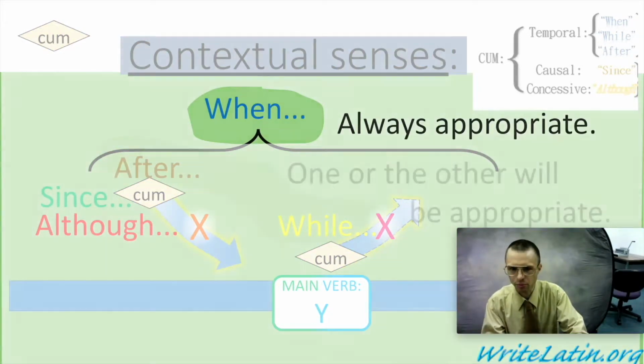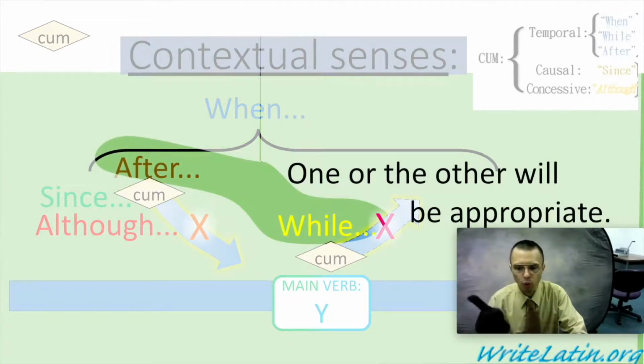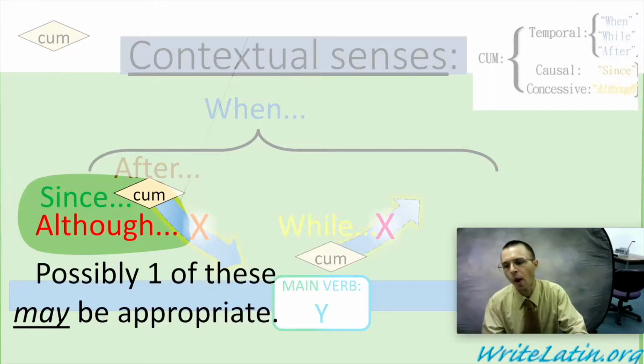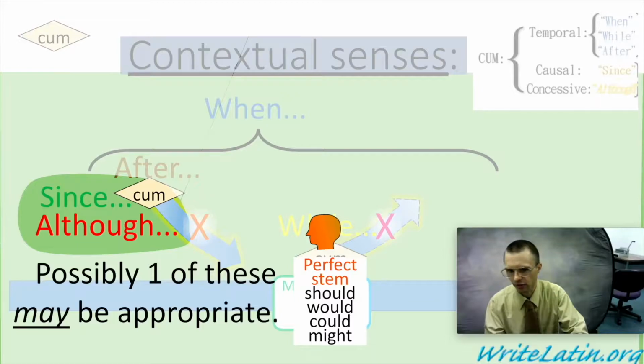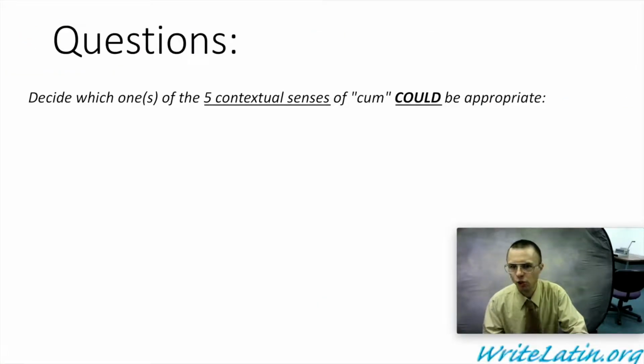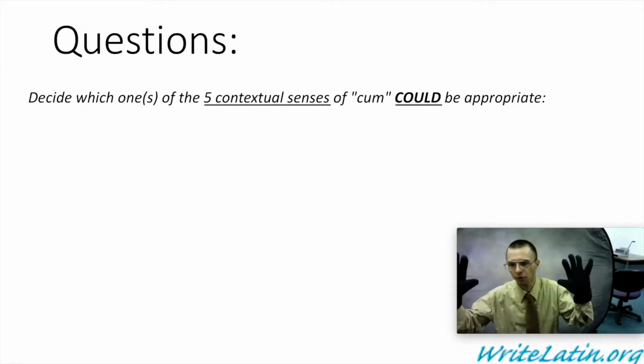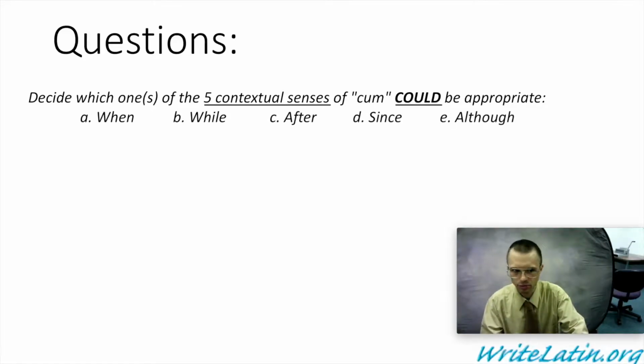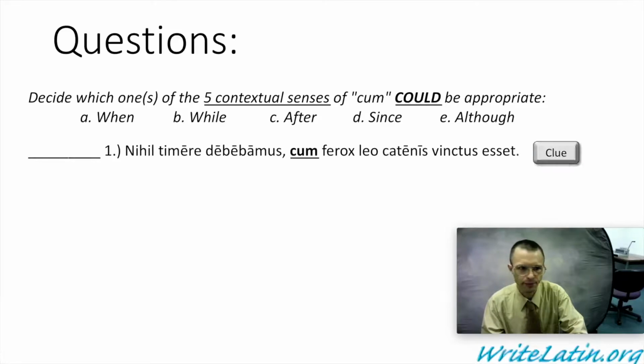When is always appropriate. After and while, one or the other will be appropriate depending whether it's a forward-looking subjunctive or a backward-looking subjunctive. And then lastly, since and although might be appropriate, and only if it's a backward-looking subjunctive. Almost always. Rarely a forward-looking subjunctive, but is rare. So decide which one or ones, because multiple ones could work, of the 5 contextual meanings could be appropriate. When, while, after, since, or although.